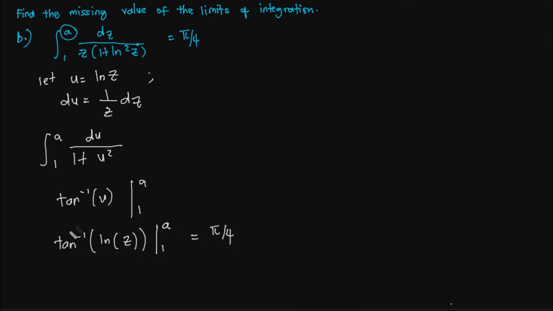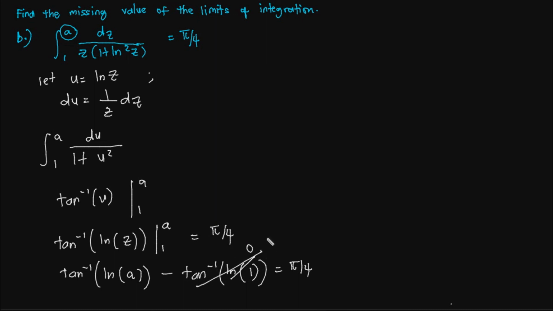Now let me just substitute the value. So we have the inverse tangent of the ln of a, and then minus the inverse tangent of the ln of 1, which is equal to pi over 4. Now, remember, if you take the natural logarithm of 1, this becomes 0. And then the inverse tangent of 0 is, of course, 0.